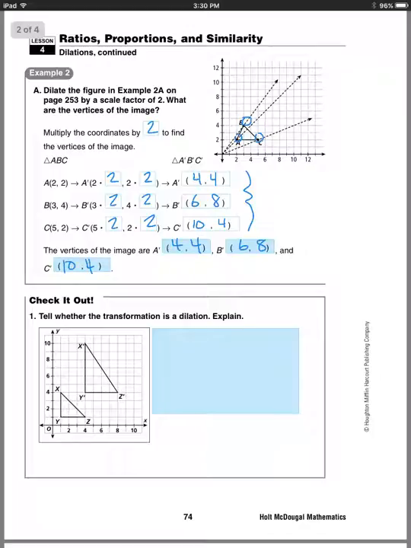Now we're going to plot those 3 points. Okay? So, A is 4, 4, right there. That's our A, comma. B is 6, 8, right there. And C is 10, 4, right there. And then we're going to connect those.